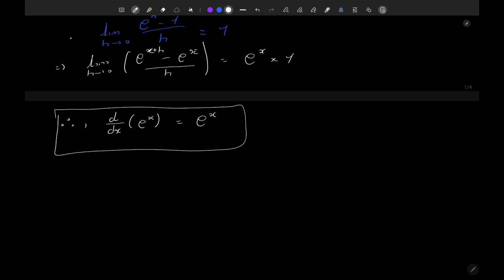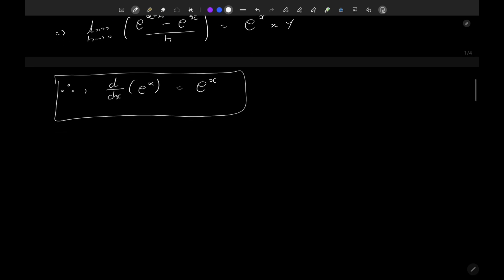Now moving on to our next question, given that we didn't have a term e to the x, but we had a general equation of the form a to the x, where a is any positive real number, what do we do in that case? That is what we are going to tackle in our next example, example 2.